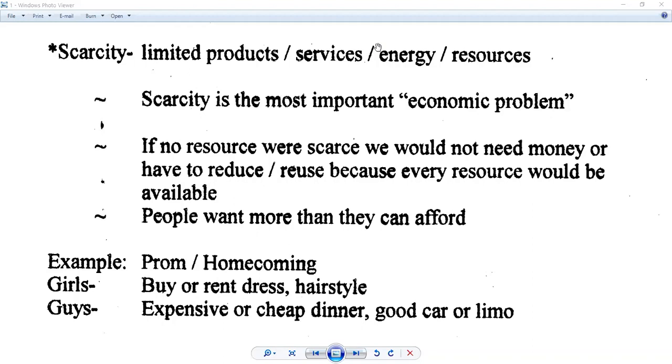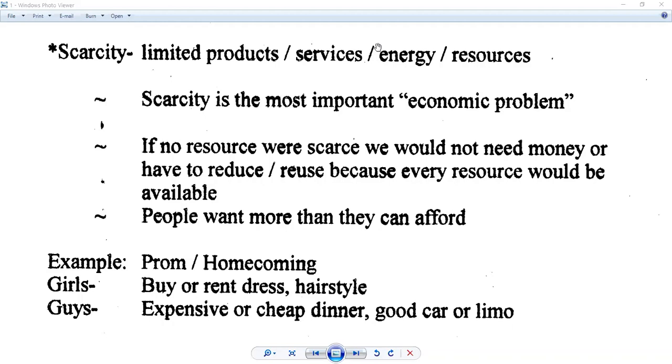So, for example, prom, homecoming, winter formal, whatever, most people will buy or rent a dress, buy or rent a tux. Where are they going to go to dinner? How are they going to get there? Are they going to rent a limo, or carpool with others and pool their money together? It's all because we have limited resources that we need to make these decisions.